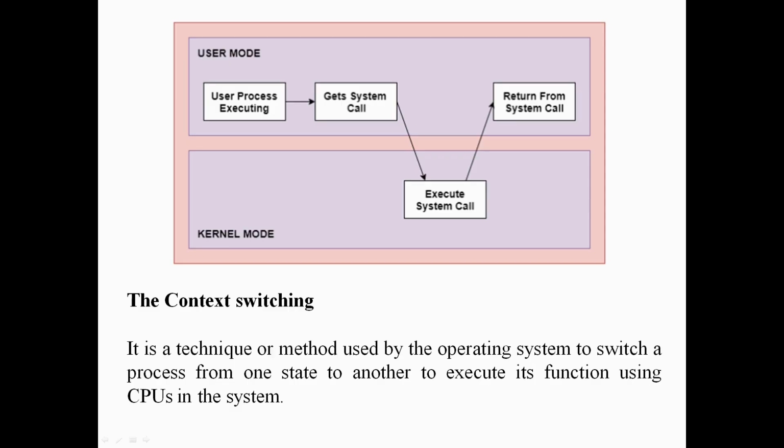When this system call is made, automatically the process is switched from the user mode to the kernel mode. This type of switching is called context switching. The system calls are created in the user mode, and when the switching happens from the user mode to the kernel mode, they get executed in the kernel mode. So creation of the system call happens in the user mode, and the execution happens in the kernel mode.